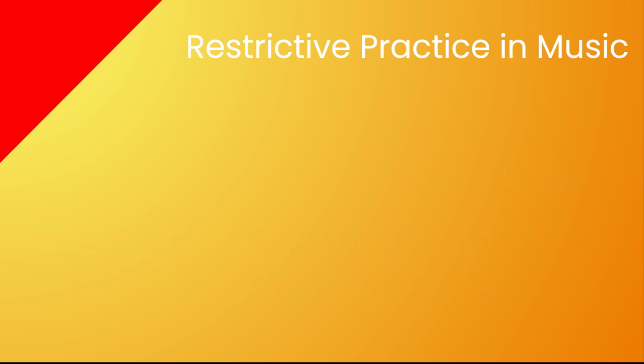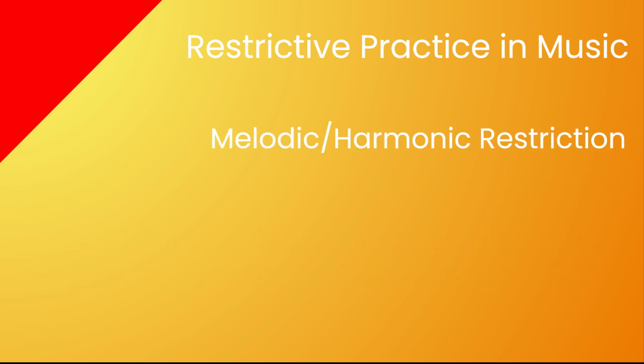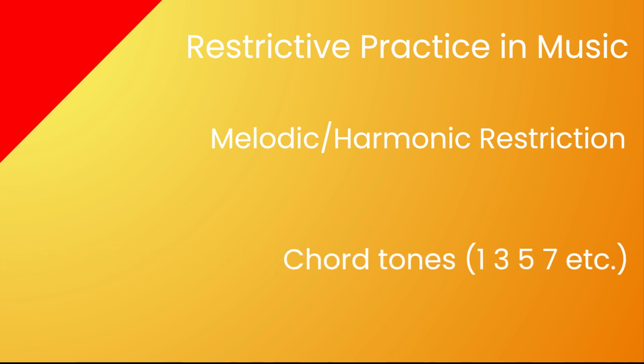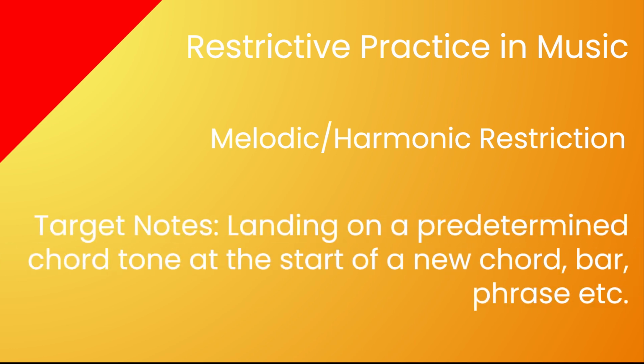So let's look at some melodic or harmonic ways that we can restrict our playing. We can restrict ourselves to certain scales, so we could do an entire chorus using just the pentatonic scale, for example, or just the blues scale. We could limit ourselves to only using certain modes. We could restrict ourselves to using just chord tones. We can use what's called target notes, where we choose a particular chord tone. For example, it could be the root, the third, the flat seventh, the ninth, and we make sure to always land on a new chord on that chord tone.